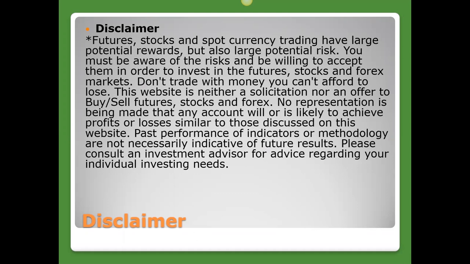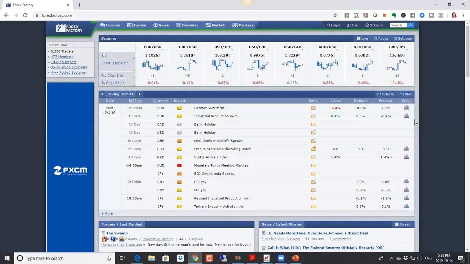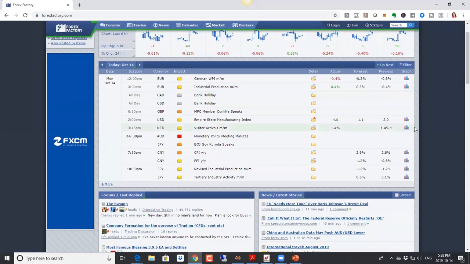As usual, we'll start off by taking a look at our calendar here. So in terms of our news here, today was a bank holiday both for Canada and US, and coming up here shortly in the Asian session, we have monetary policy meeting minutes here from Australia.